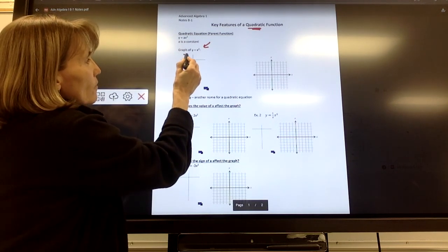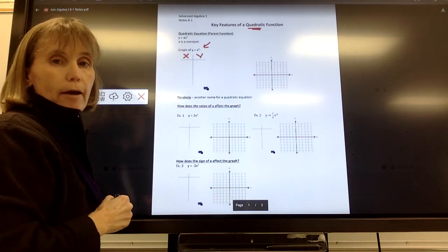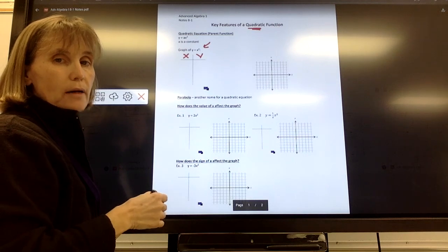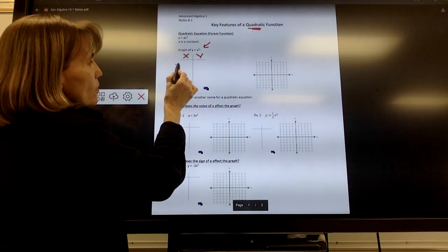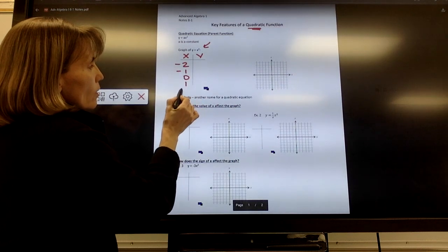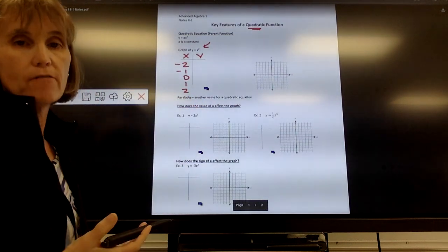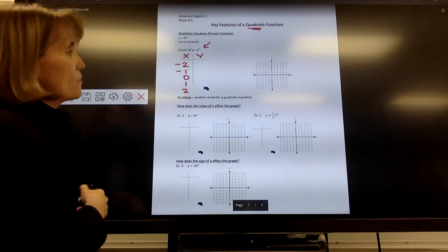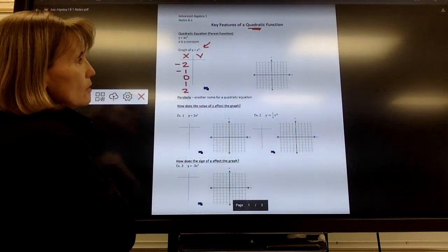We're going to make a table of values, and we're going to put values in. Now we wanted to put negative values in and we wanted to put positive values in. So I may put in a negative 2, a negative 1, 0, 1, and 2. Now I'm going to put 5 values in. We don't always need 5 values, but in this case I'm just going to go with 5. And we're going to plug them into the equation.